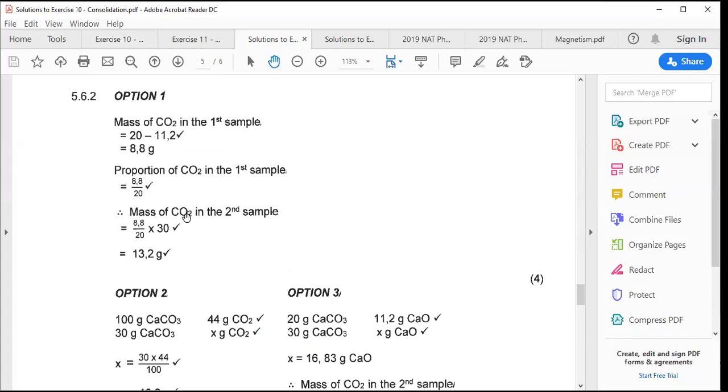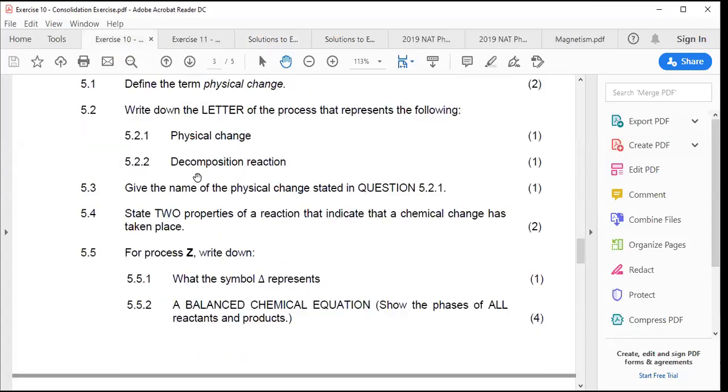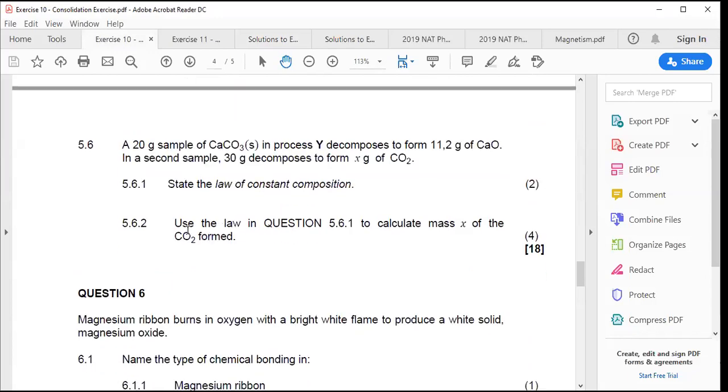Then the mass of carbon dioxide in the second sample. On the second sample, what were we given here? We're told that in the second sample, 30 grams of calcium carbonate decomposes to form X carbon dioxide. So we have the initial mass of calcium carbonate, but we don't know the calcium oxide, and we also do not know the mass of carbon dioxide.